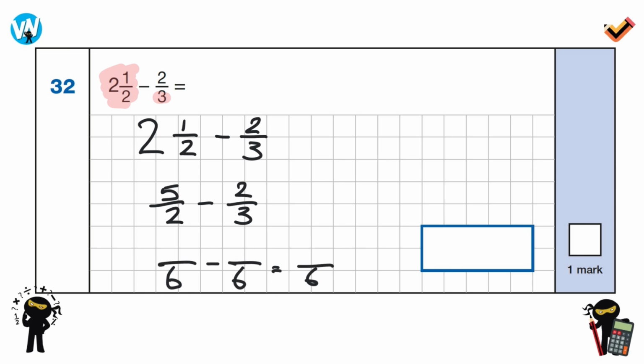Okay, so again, how do I get 3 to 6? Well, that's times by 2, so I need to do the same with the numerator. So that's going to be 4. And then again, how do I get 2 to 6? Well, that's multiply by 3. So I need to do the same with the numerator. So 5 times 3 is 15. And that puts me in a position where we're green because the denominators are the same, which is fantastic. So we can do 15 take away 4, which is 11.